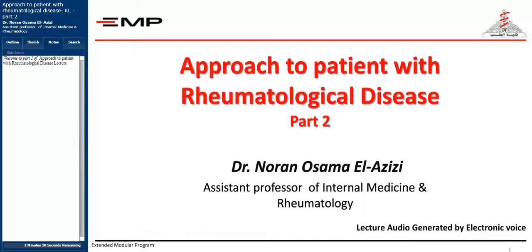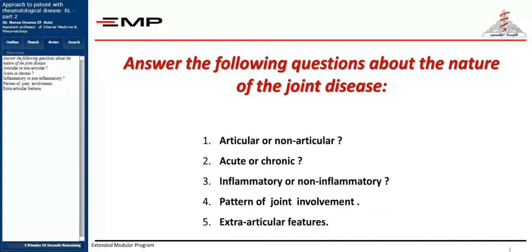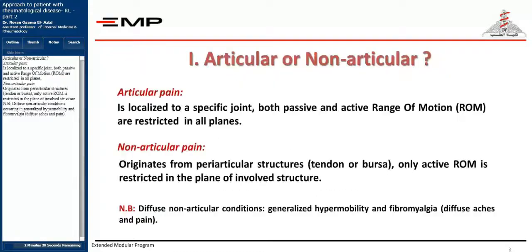Welcome to part 2 of the Approach to Patient with Rheumatological Disease lecture. Answer the following questions about the nature of the joint disease: articular or non-articular, acute or chronic, inflammatory or non-inflammatory, pattern of joint involvement, extra-articular features.